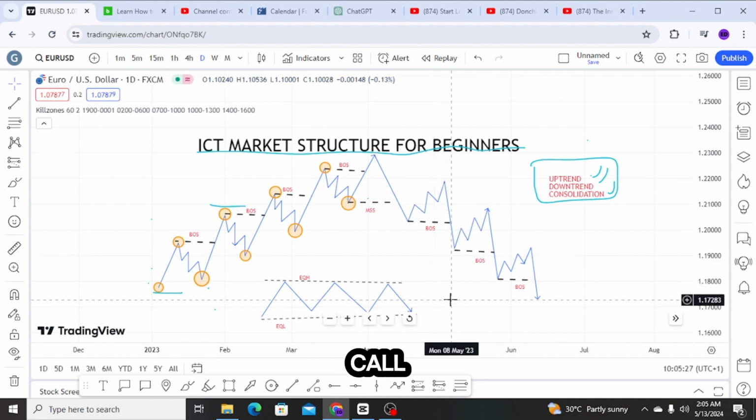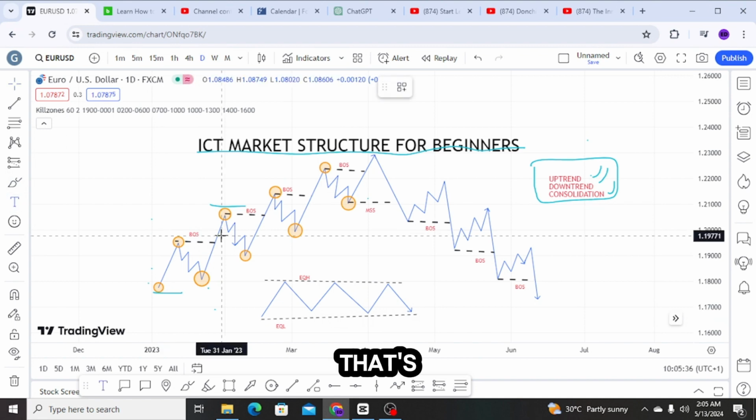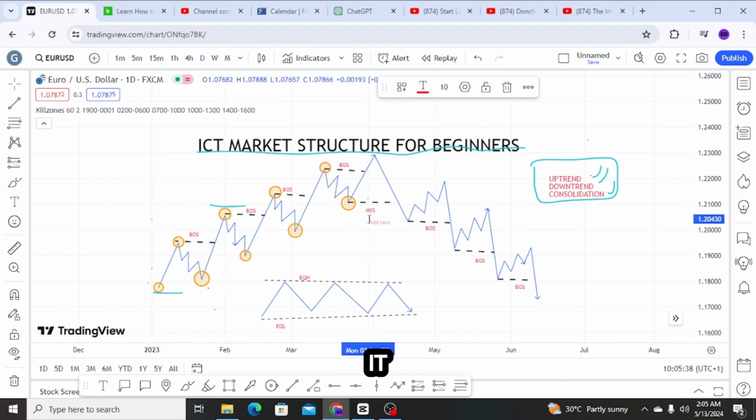Some people call it change of character. That is what people call it. So let me also put it there in case that's what you want to call it. It can be called shift in market structure, or you call it change of character. I think I made a mistake in the spelling though. So you can call it change of character, or you call it shift in market structure. Any of them.